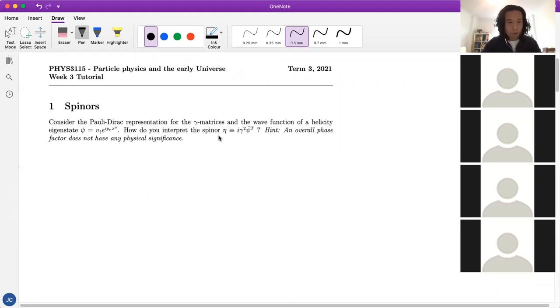Okay, so let's look at problem 1. Trailing the last topic, spinors from the Dirac equation. Here we're considering the Pauli-Dirac representation for gamma matrices, which is just representing gamma matrices in terms of the Pauli matrices. The wave function of a helicity eigenstate is psi equals v up e to the ip_mu x^mu. How do we interpret this spinor eta, defined as i times gamma 2 times the adjoint transpose spinor of this eigenstate? And hint, an overall phase factor does not have any physical significance.